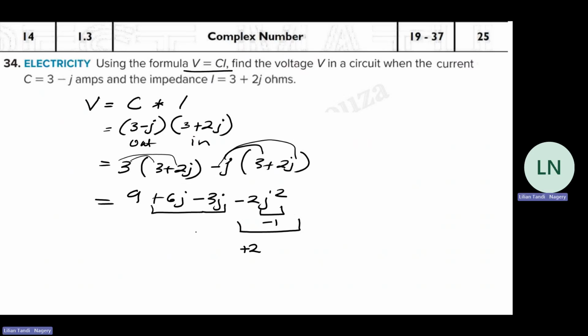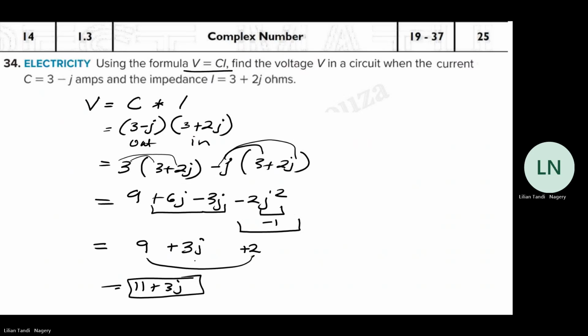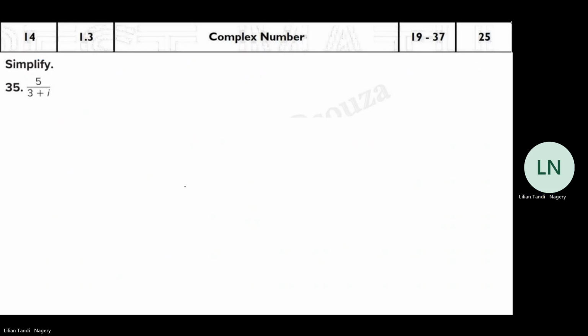This changes to 3j positive, and that is 9. Okay? And these are friends, so 11 plus 3j. All right. When you're dividing, the rule changes, because you have to use the conjugate and you have to rationalize the denominator.